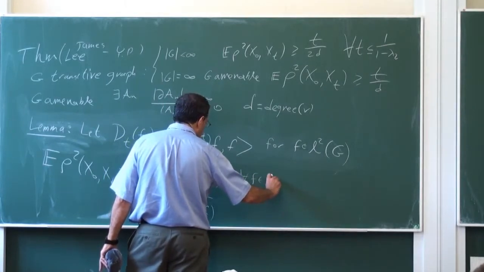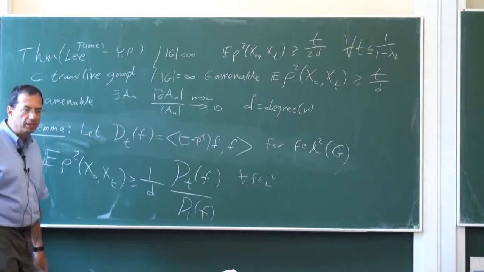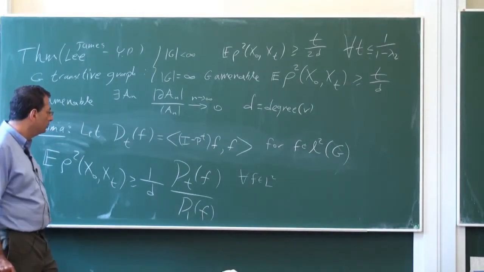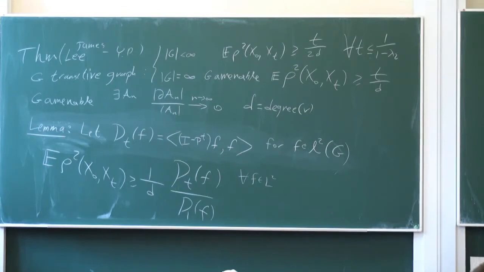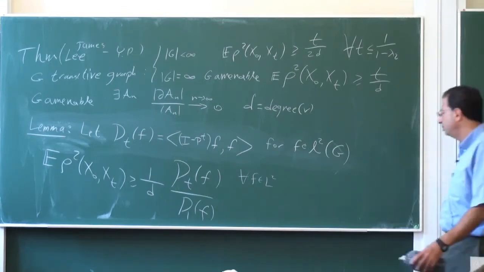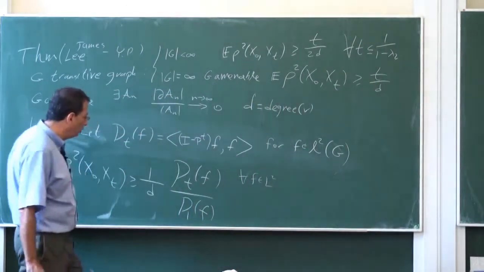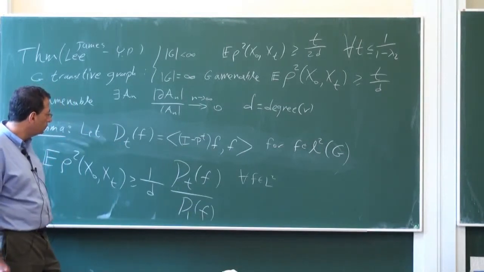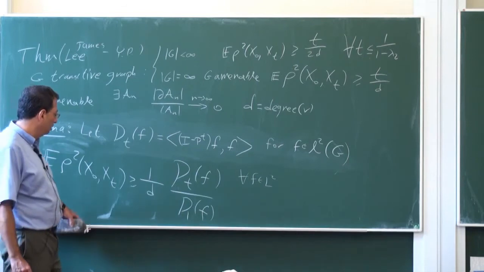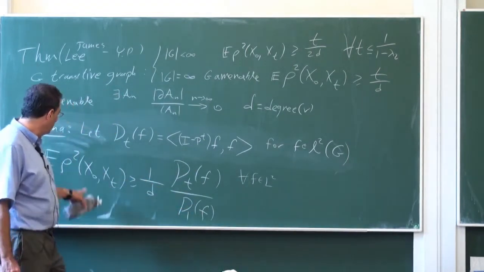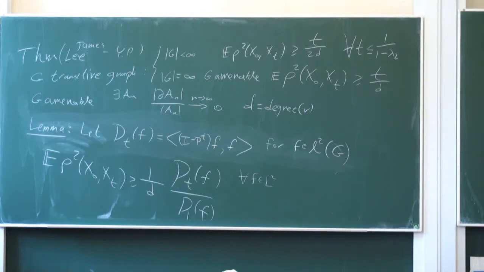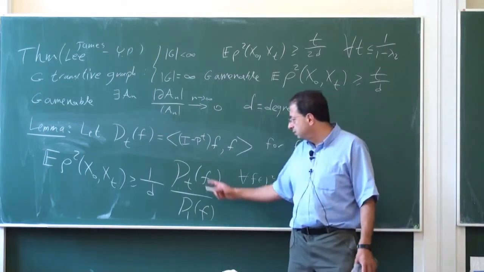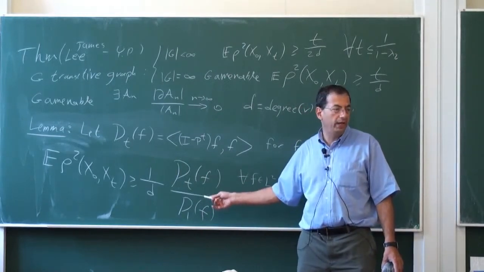Of course, to get something meaningful, the denominator should not be 0. So we'll want to apply it for functions which are not harmonic, where we want d1f to be non-zero, and that just means, as we'll see, that f is not constant. Okay, so for any non-constant f, this gives you a bound, and later, of course, we'll want to optimize this bound.